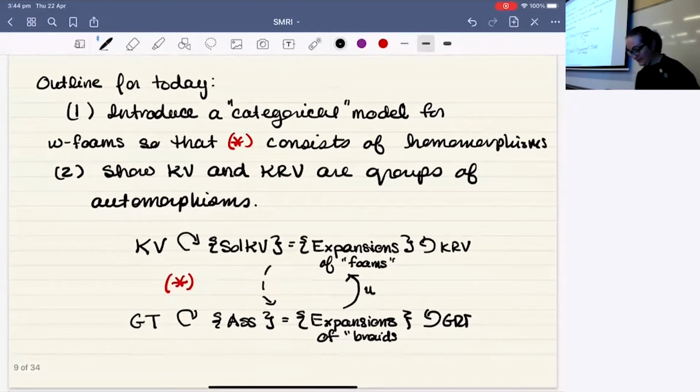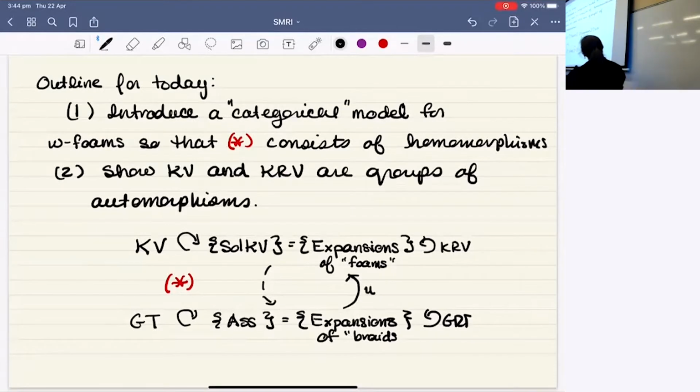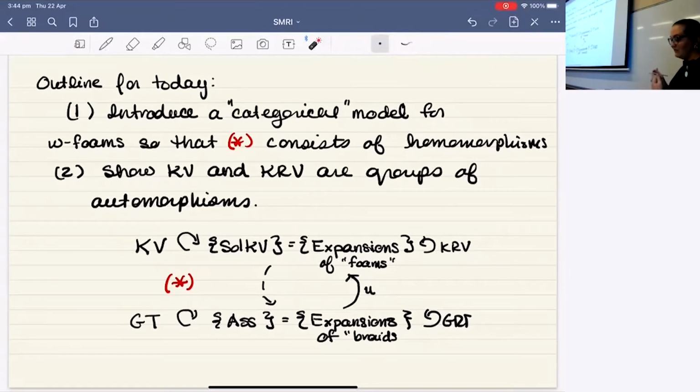So what will we do today? I wanted to do something very tangible that was not a whole list of equations. So I'm going to give you a bunch of pictures and a categorical model for these W-foams, a way to understand what I mean by knotted tubes in R4 that is really abstract.